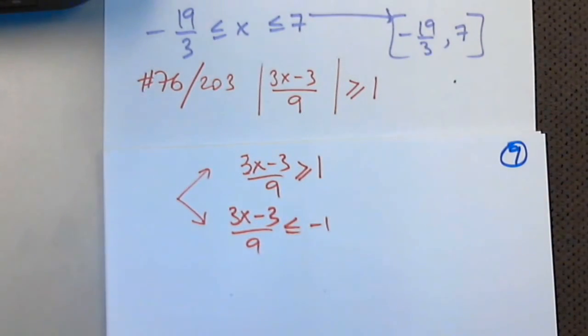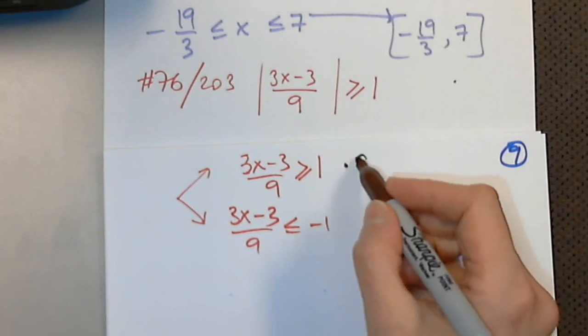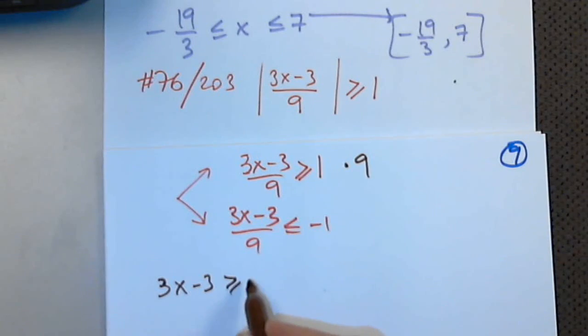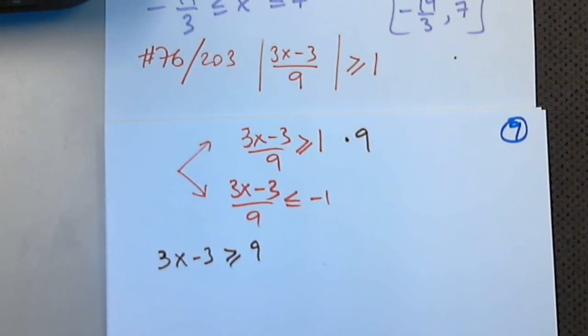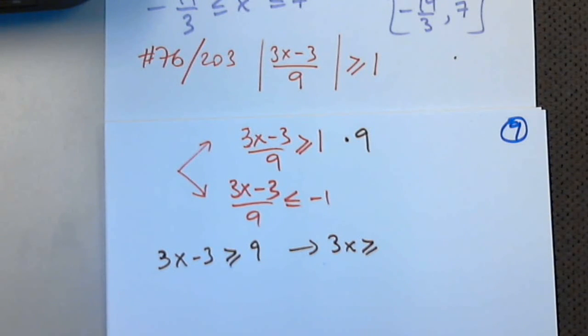Now I know how to solve the first one. What do I do? I will have to clear the fractions quickly. Multiply by 9. That's it. So I have 3x minus 3 greater than or equal to 9. And then I have 3x greater than or equal to, yes, the second one if you want, that's fine, less than or equal to -9.